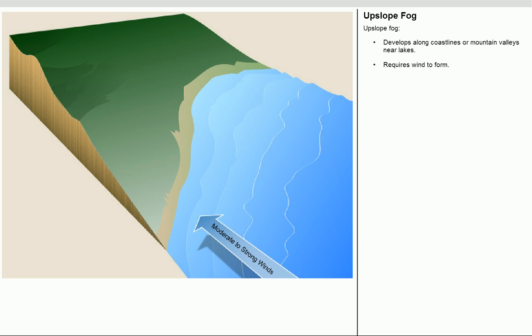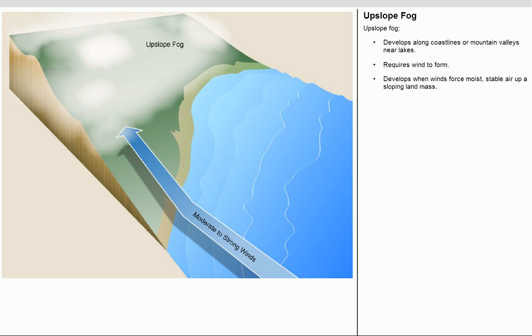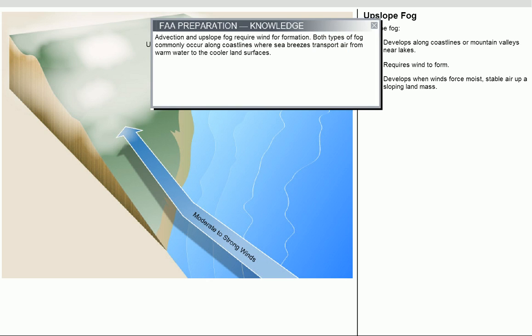Upslope fog is another common type of fog. Similar to advection fog, upslope fog develops along coastlines or mountain valleys near lakes and requires wind, such as a sea breeze, in order to form. Upslope fog develops when winds force moist, stable air up a sloping landmass. For example, sea breezes along the coastline can force moist, stable air from the ocean over a landmass. As it ascends, the air expands and cools to its dew point, developing upslope fog.